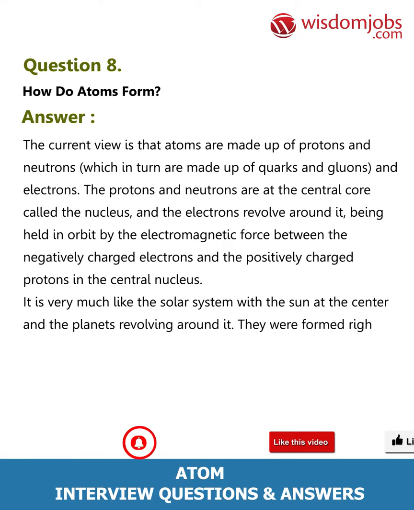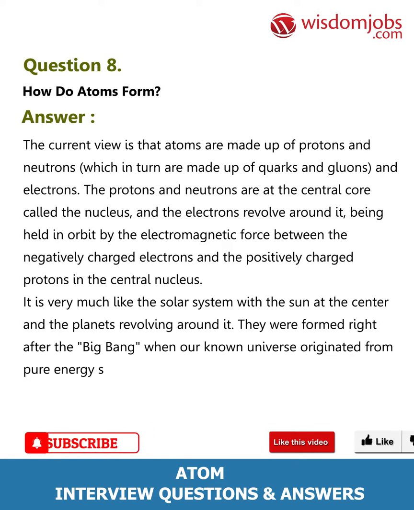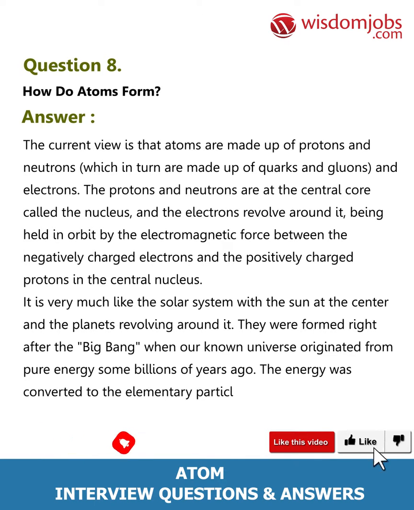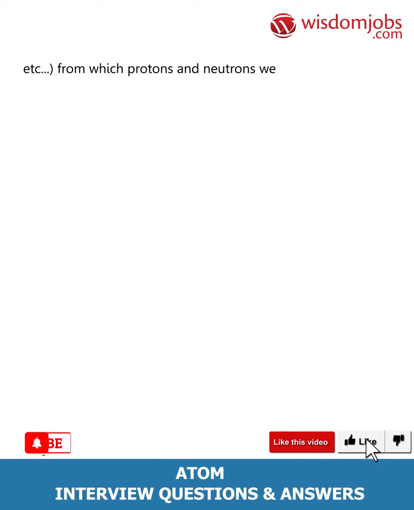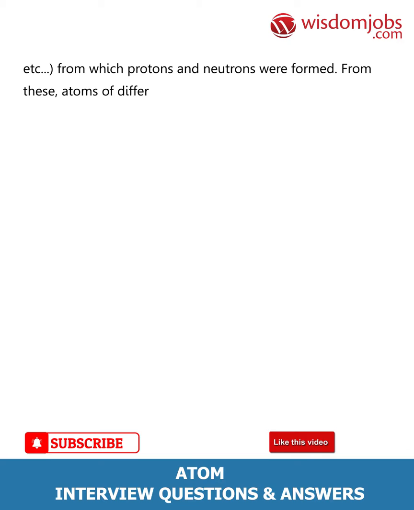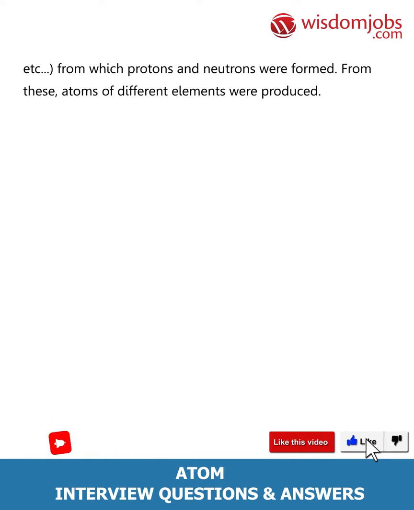They were formed right after the Big Bang, when our known universe originated from pure energy some billions of years ago. The energy was converted to the elementary particles, quarks, gluons, leptons, etc., from which protons and neutrons were formed. From these, atoms of different elements were produced.